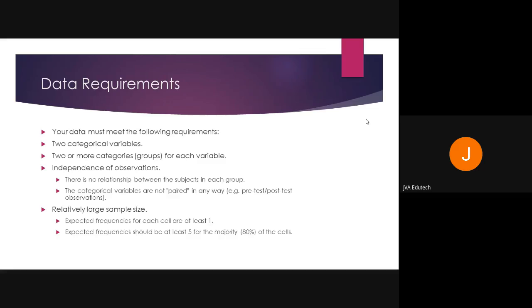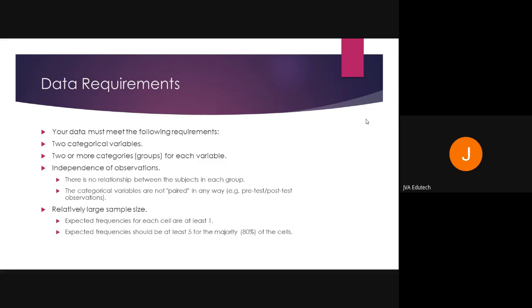There should be independence of observations. That is, there should be no relationship between the subjects in each group, and the categorical variables are not paired in any way. That is, the pre-test and post-test situations should not be there. If there is a pre-test and post-test situation, then you should not use chi-square test of independence. Rather, you should move on to another test which is known as McNemar's test.